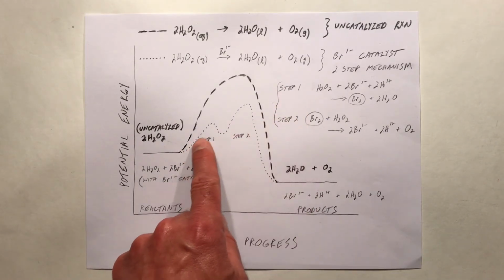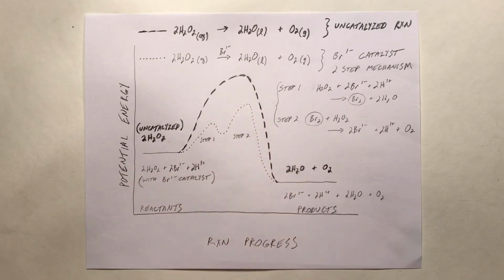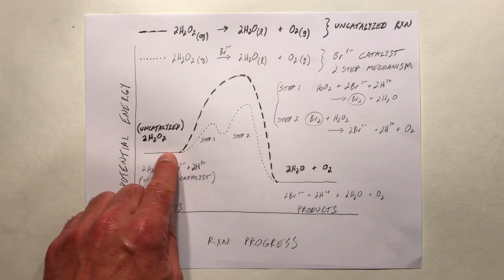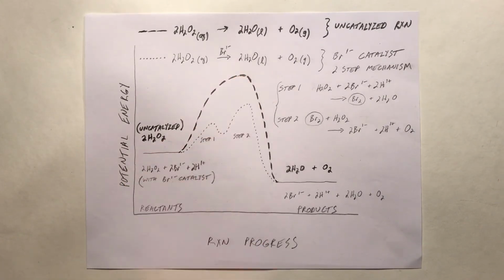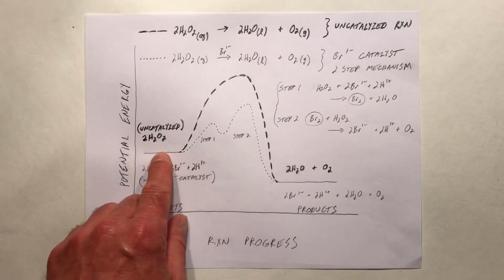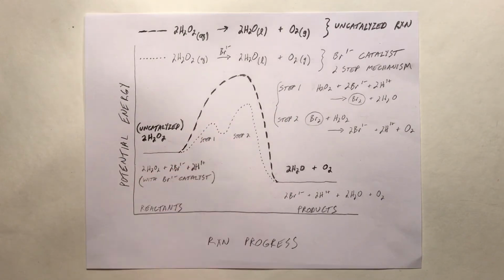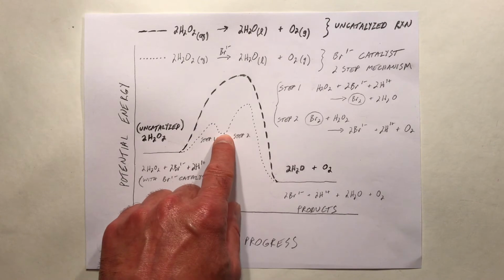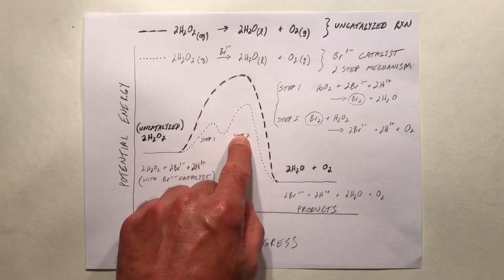Step 1 occurs here. Step 2 occurs here. Now the activation energy for the uncatalyzed reaction would be the difference between the energy of the reactants and the top of that peak. The activation energy for step 1 would be the difference between the energy of the reactants and the top of that peak. And the activation energy for step 2 would be the difference between this part right here and the top of that peak.